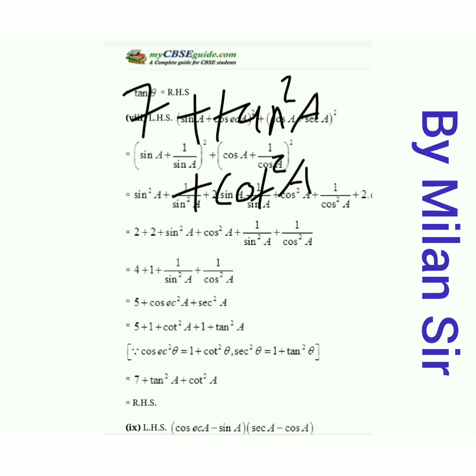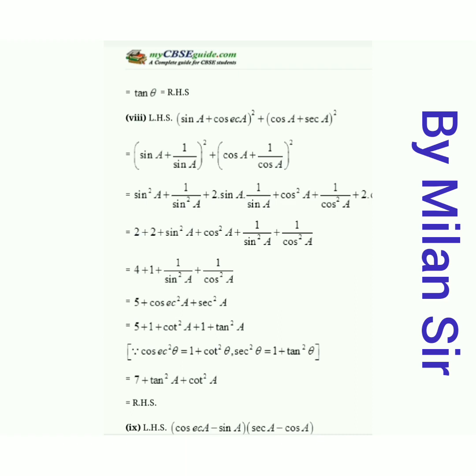Okay, so what we need to do, first of all, apply the identity (A plus B) all square in both this bracket. So you will get sin square A plus 2 into sin A into cosec A plus cosec square A plus cos square A plus 2 into cos A into sec A plus sec square A. Now 2 into sin A into cosec A, it's a 2, right? And here 2 into cos A into sec A, it's also 2. So 2 plus 2, 4.